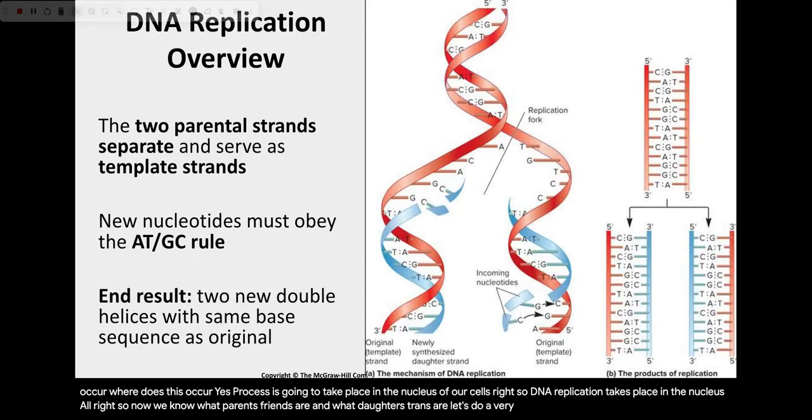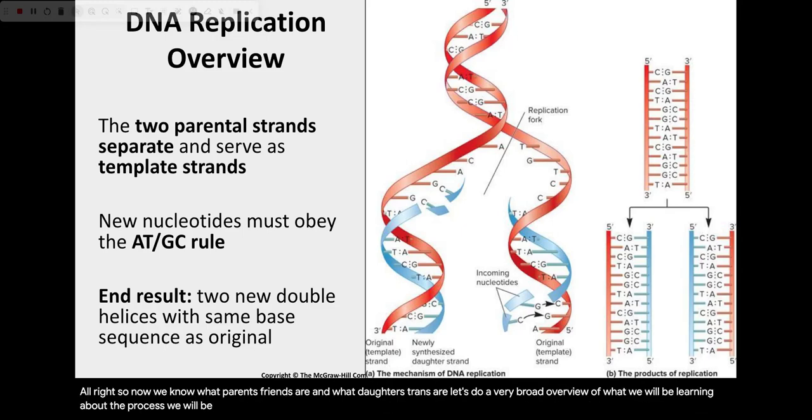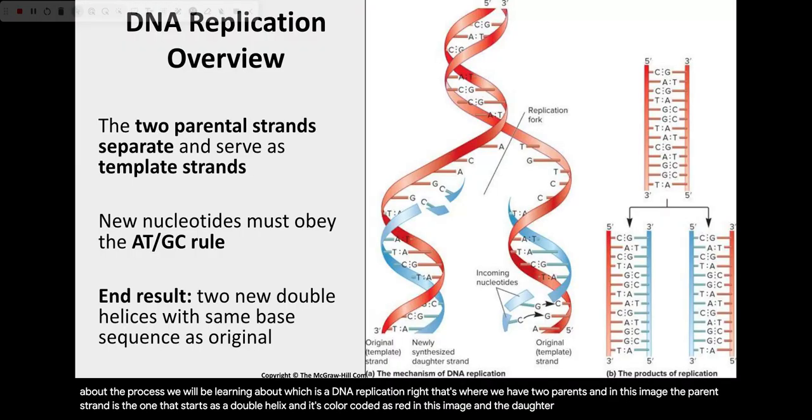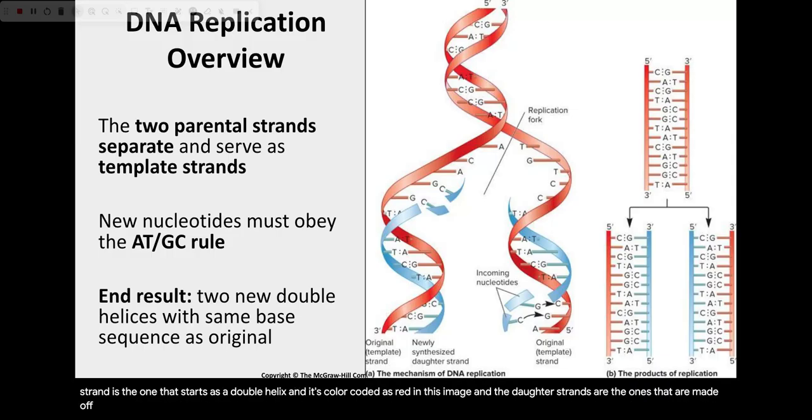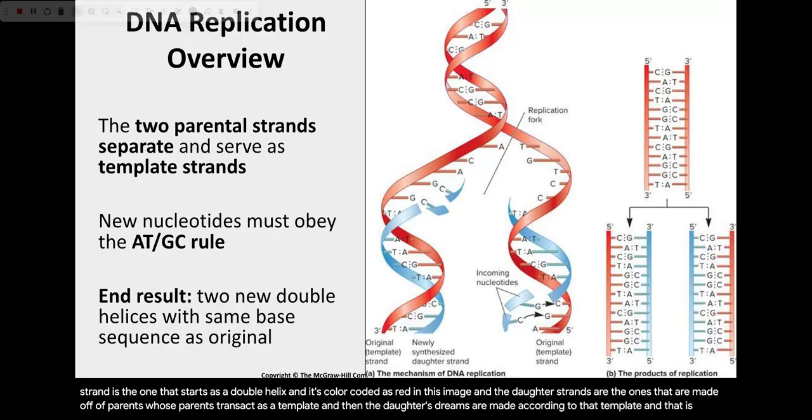So now we know what parent strands are and what daughter strands are. Let's do a very broad overview of the process we will be learning about, which is DNA replication. That's where we have 2 parent strands. In this image, the parent strand is the one that starts as a double helix, color-coded as red. The daughter strands are the ones made off of the parent strands. The parent strands act as a template, and the daughter strands are made according to that template, which is blue in this image.